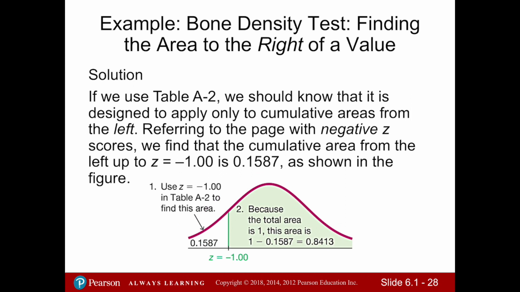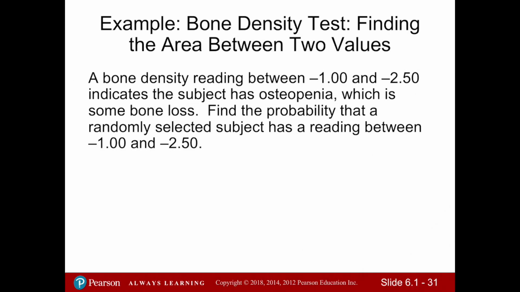We look at this table, and we know that this table tells us the area to the left of that point. If we look -1 up in our table, we'll get that we have an area of 0.1587. And because the total area is 1, the area to the right, the one that we actually want for this problem, must be 1 minus that, giving us an answer of 0.8413.